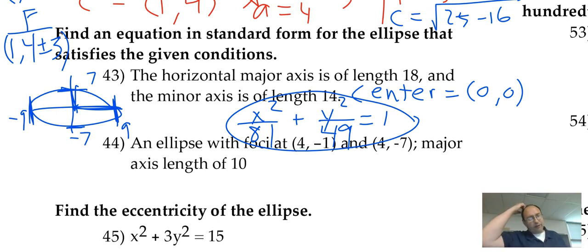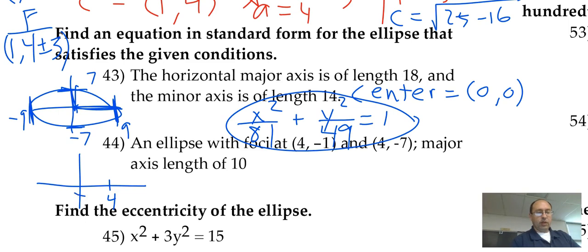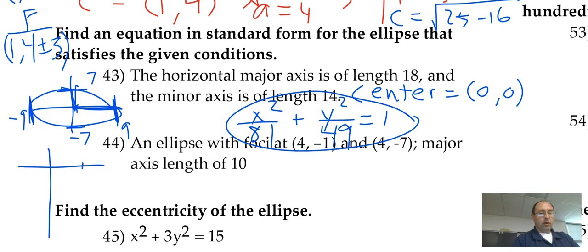So an ellipse with foci (4, -1) and (4, -7). Okay, quick picture here. (4, -1). Man, I am going to redo this. You gotta think about what you're doing here. (4, -1), and we'll call that -1. We'll call that 4, and then -7 somewhere down here.